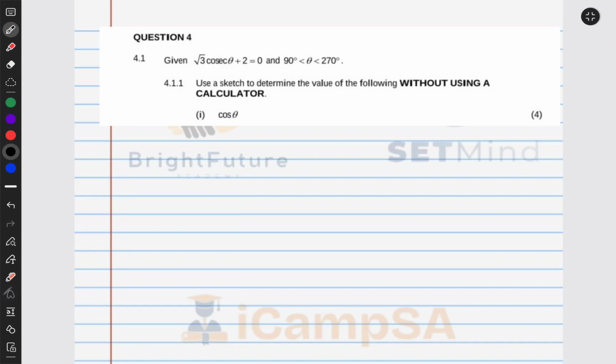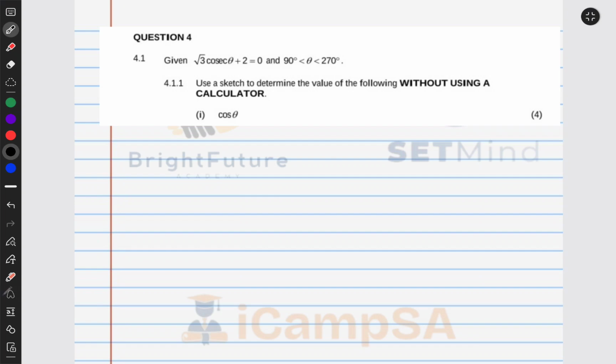Okay, so for question 4.1, given root 3 cosec theta plus 2 is equal to 0, and theta is found between 90 degrees and 270 degrees. Use a sketch to determine the value of the following without using a calculator. So we have to determine the value of what? Of cos theta. First things first, let's rearrange what we have there.